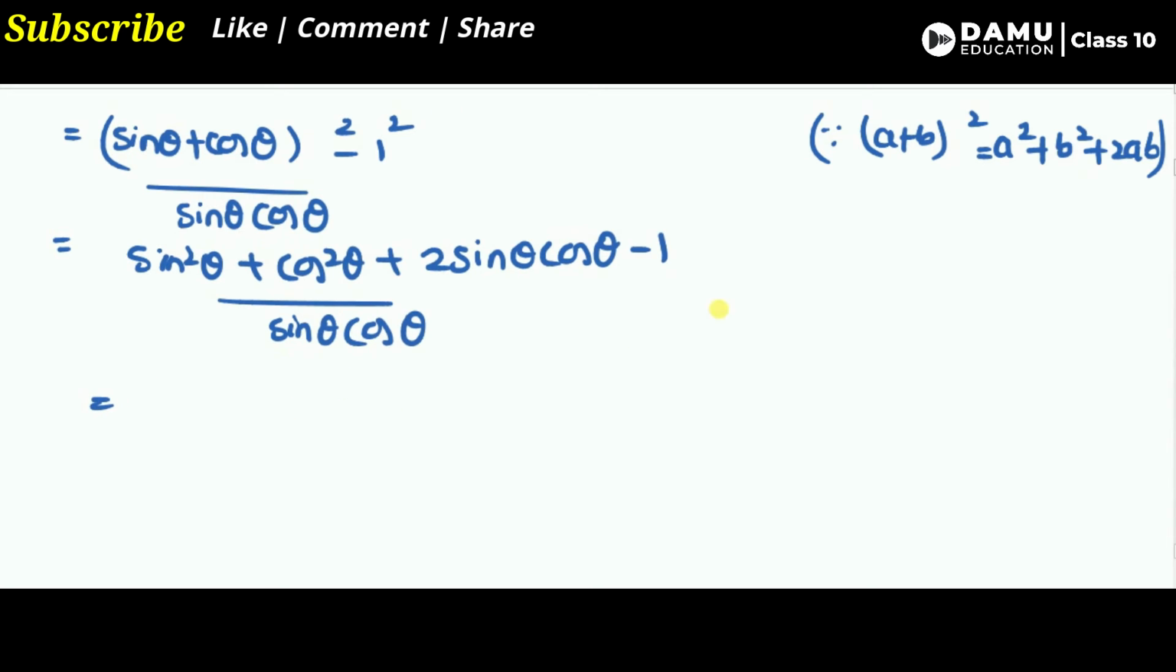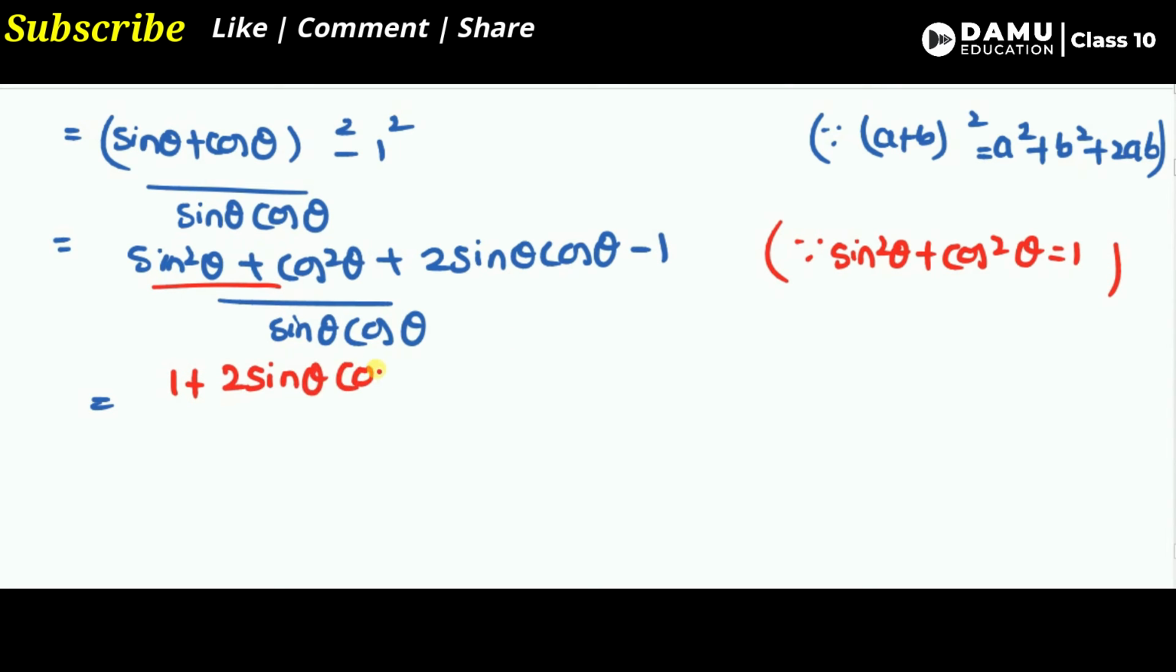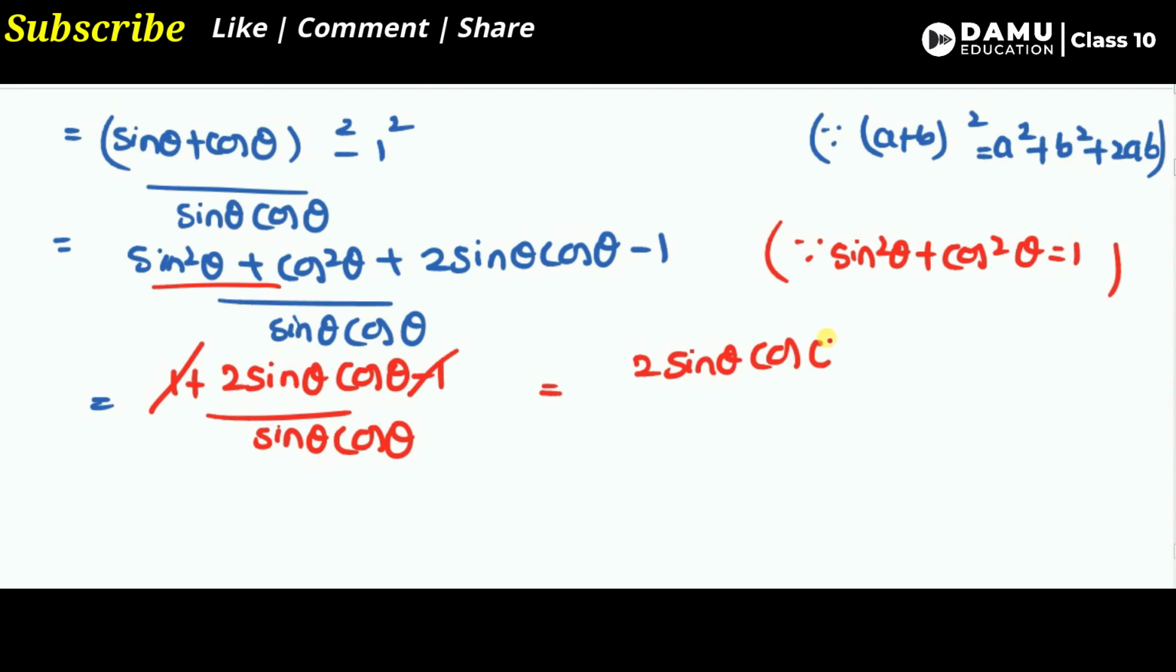Since sin square theta plus cos square theta will be equal to 1, this is the formula. So from these two, we can write 1 plus 2 sin theta cos theta minus 1, whole divided by sin theta cos theta. Here plus 1 minus 1 will cancel. Then 2 sin theta cos theta by sin theta cos theta cancel, and the answer is 2. So like this we have to find it.